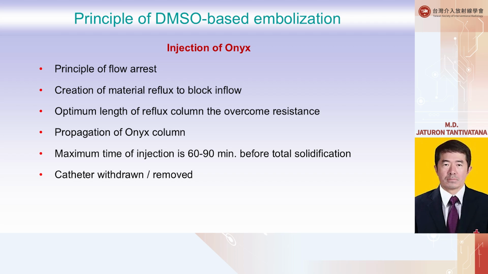And the optimum length of the column to overcome the resistance. If we have a lot of resistance, we may have to use a very thick or longer reflux column to help propagation of the Onyx column. The maximum time of injection is usually 60 to 90 minutes if you use a non-detachable catheter, but for a detachable catheter, you can wait longer than that, depending on the situation, and then remove the catheter.